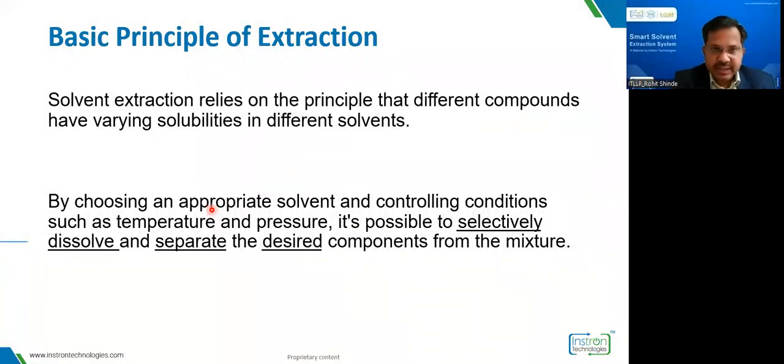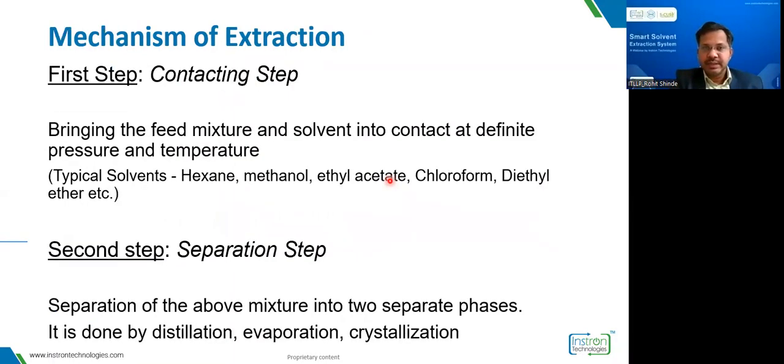The extraction principle is based on solubility. As different components have different solubility at a particular temperature and pressure, it is important to select a solvent and control conditions such as temperature and pressure. So by selecting a proper solvent, we can separate the desired component from the mixture.